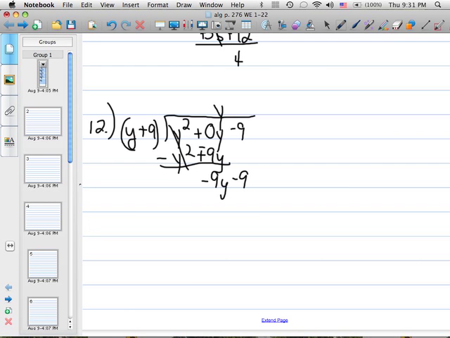To get y to be negative 9y, we need to multiply by a negative 9. Multiply the binomial, we get negative 9y minus 81. Subtract, change your signs. Those go out, and 81 minus the 9 gives us a positive 72. So our answer is y minus 9 plus 72 over y plus 9.